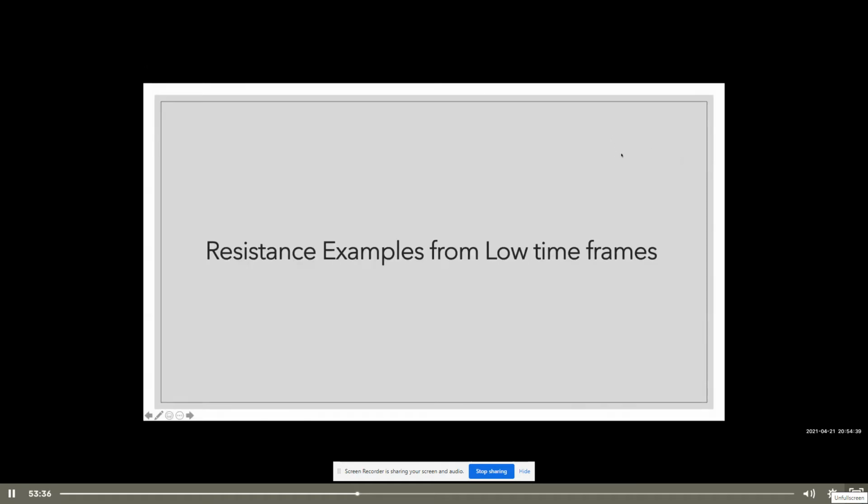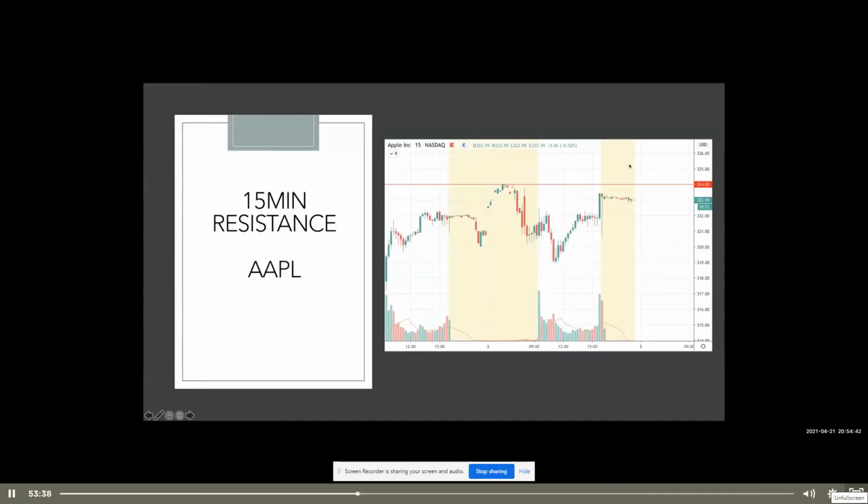Looking at low time frames. So this is a 15-minute resistance for Apple. You can see Apple in the pre-market session rejected that 324 a bunch of times. Maybe you could consider taking it on day one, but it didn't actually break through that level. But it had quite a nice buying pressure towards the end of the day. You can see here. So maybe on day two, you're thinking if it can break that 324, it can clear those sellers out from the pre-market previous day, then it could have a nice run up.